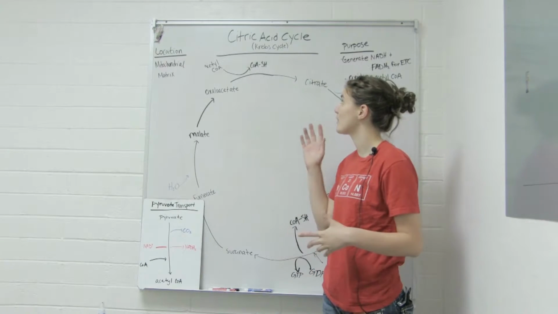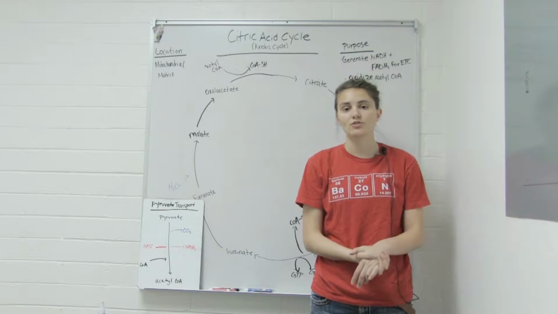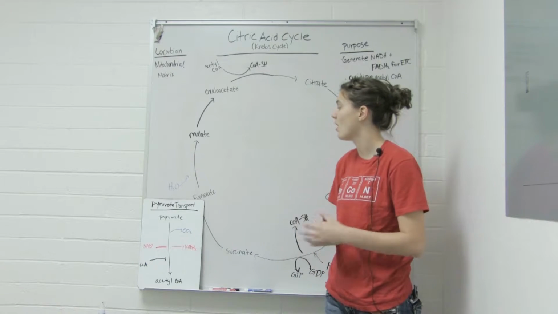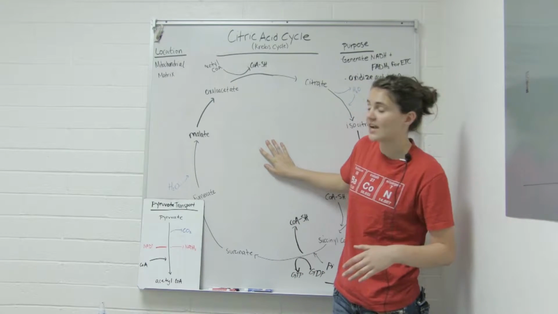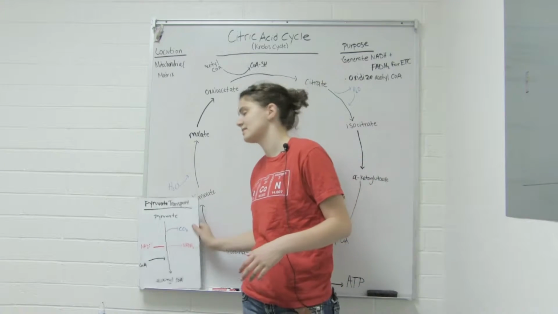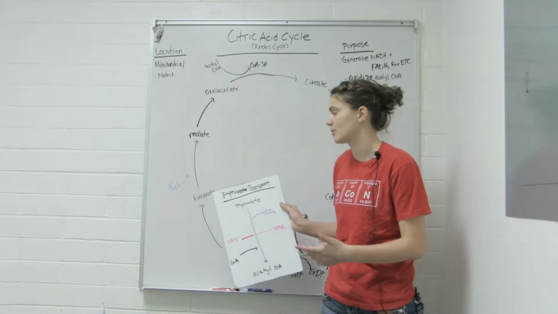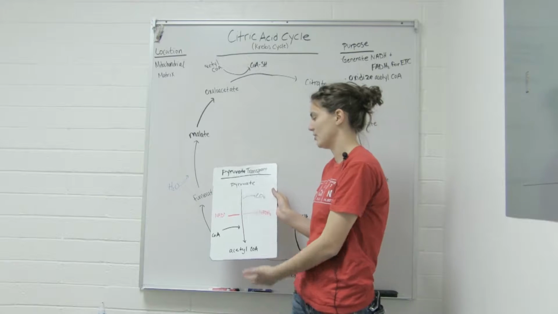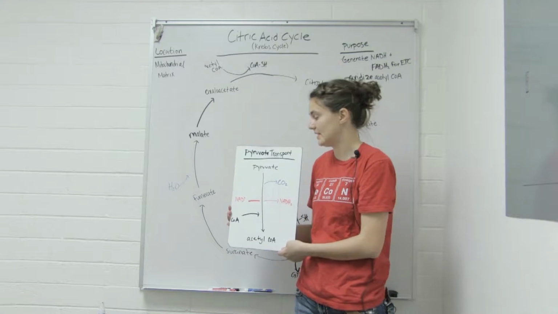Today we're going to be talking about the citric acid cycle. It's also called the Krebs cycle. Before we actually get to the citric acid cycle, we have to talk about a basic step first. It's called pyruvate transport. I didn't have enough room on my board, so I put it on this mini whiteboard, so hopefully you can see it.